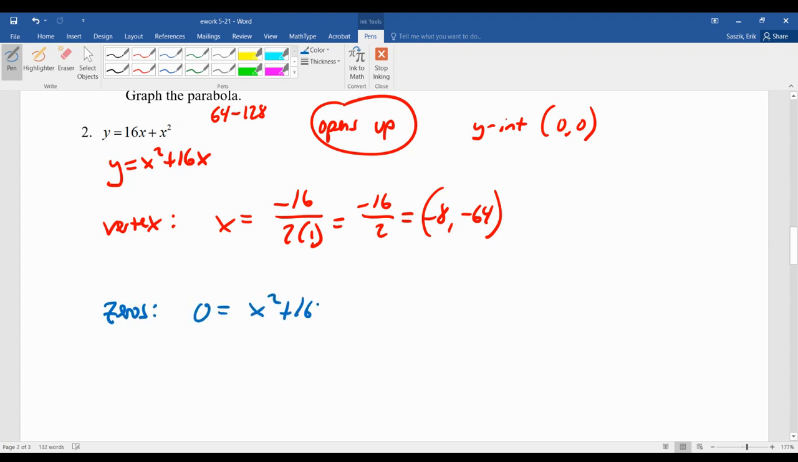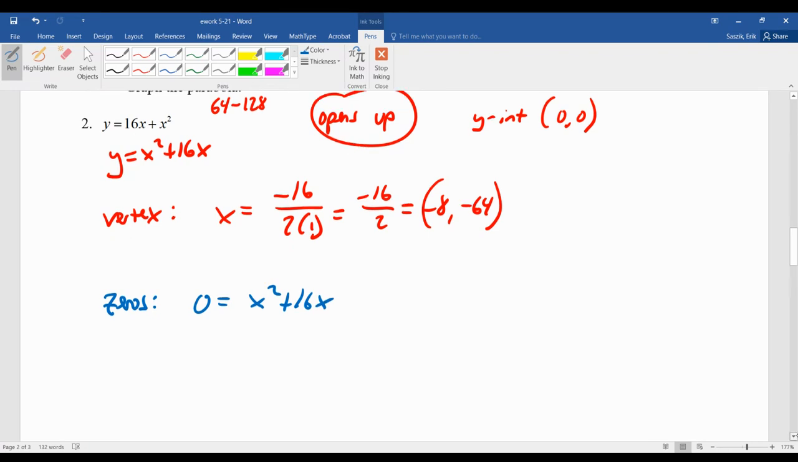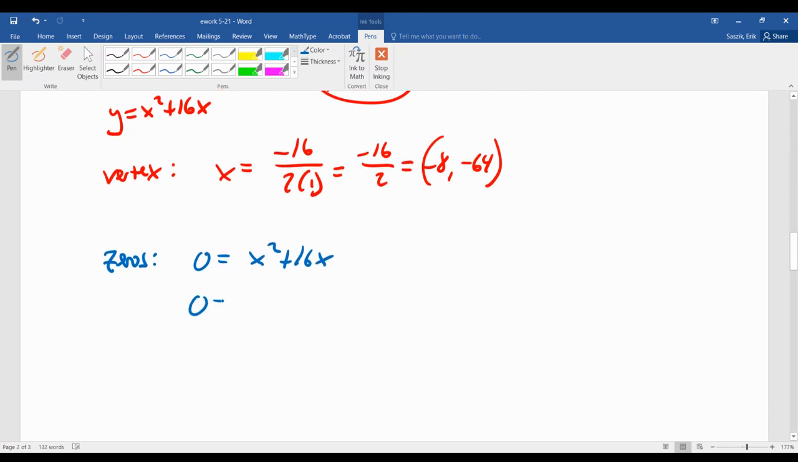Now, I'm hoping that you're thinking, hey, this looks a little bit different. There's no C term. I can take out a GCF, which in this case is just x. So we get x equals 0, and we get x equals -16. That makes it really easy.